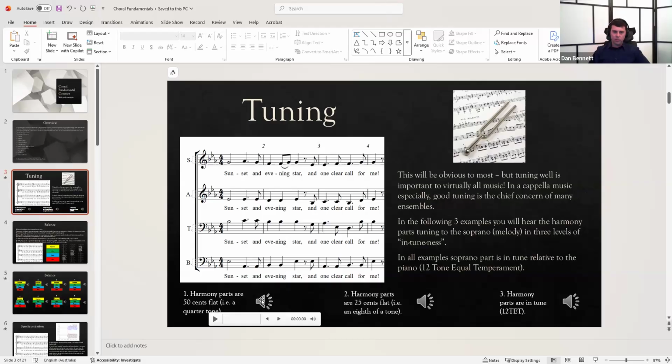So, version 1, we're going to hear the soprano singing perfectly in tune with the piano, and everybody else singing 50 cents flat. Now, it's kind of hard with a real live quartet to say, hey, soprano, you sing in tune with the piano, and the rest of you sing 50 cents flat. That is kind of impossible for singers to do. But we can hear the result using Synthesizer V singers. So here we go. Example number 1.